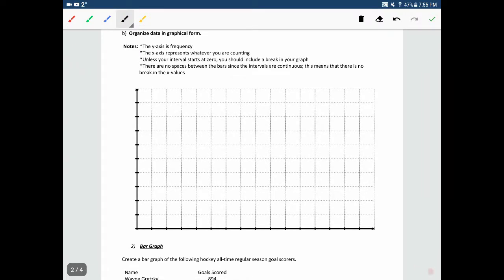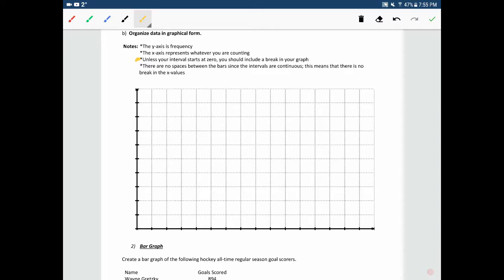It is important to realize that the y-axis is always the frequency, and the x-axis always represents the intervals. Now, what I was talking about earlier is right here. We are not starting at 0. Our first interval started at 40. So we are going to include a break in our graph, and that's very important. You don't have to do the squiggly thing like you learned in grade 9 or grade 8 or whenever it was. You just leave a gap, and you just show that.